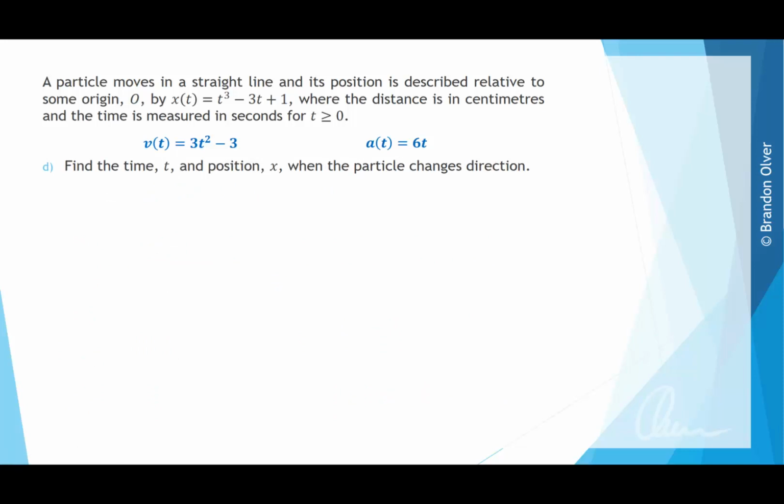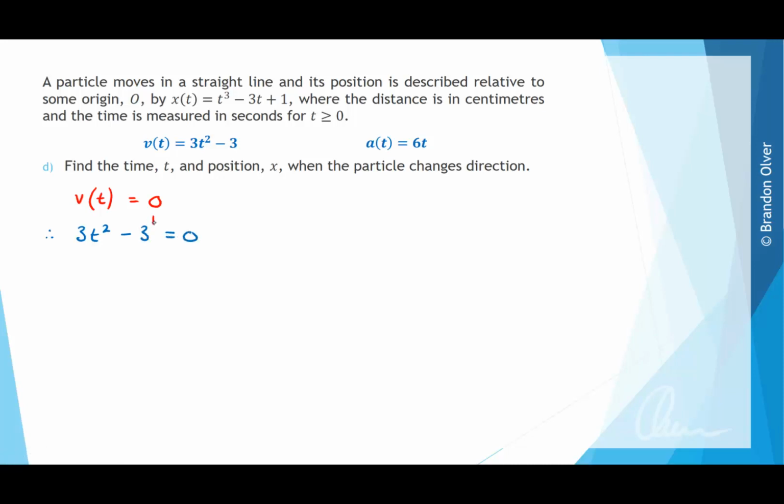For part D, we want to find the time and the position when the particle changes direction. So to find the time when the particle changes direction, we're going to solve v of t is equal to 0. So that's when the particle is stationary, meaning that it stopped moving in one direction and it's changed to move in the other direction. So therefore, we're solving the equation 3t squared minus 3 is equal to 0.